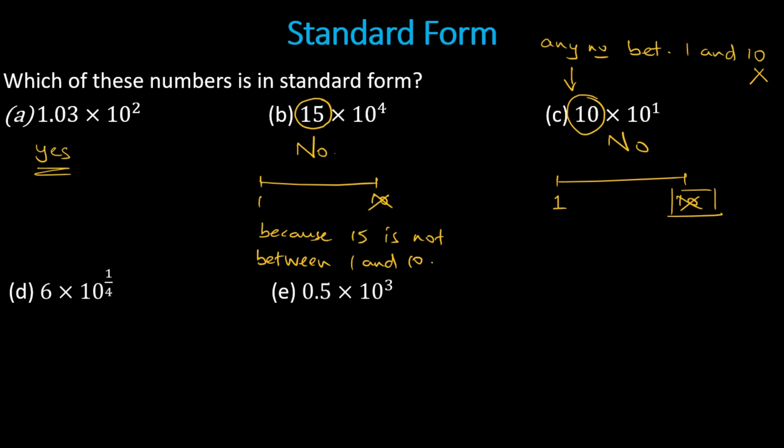Part D. 6 times 10 to the power 1 quarter. Let us check the number first. 6. 1, 2, 3, 4, 5, 6. So it is somewhere here, 6. No problem. This is okay. What about the power? Is it an integer? The power is 1 quarter, which is not an integer. So this is not in standard form. Right?